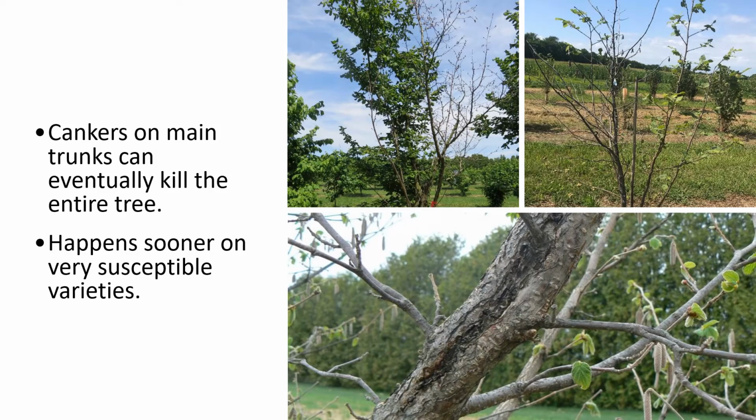Where cankers form on main trunks, that can eventually kill the entire tree, and the death of the tree will happen sooner on very susceptible varieties than it will on more resistant varieties. With work that we have done in Ontario, things like Tonda will go down within a few years with Eastern Filbert Blight, whereas with our experimental planting in Simcoe, we have only just started to see Filbert Blight on Yamhill varieties after 10-15 years.